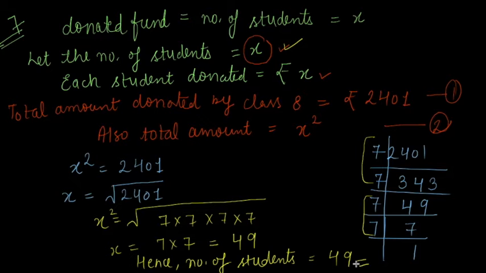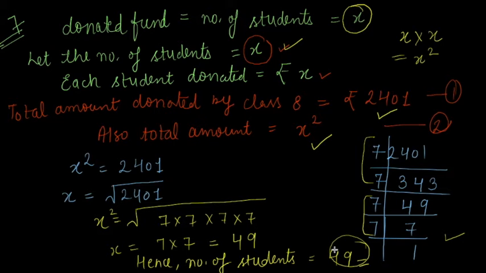Okay, so I'm again explaining to you: in this question, each student donated as many rupees as the number of students. So I cannot have a different variable because it is equal. The donated fund is equal to the number of students, therefore I have to assume both variables as the same, so I have taken it x. And if one student is donating x rupees, each student is donating x rupees, so the total amount becomes x square. That is how, and this much is already given as the total amount, so I equated both the equations 1 and 2 and calculated the prime factorization. Hence the number of students will be 49. Okay, you can pause the video to note it down.